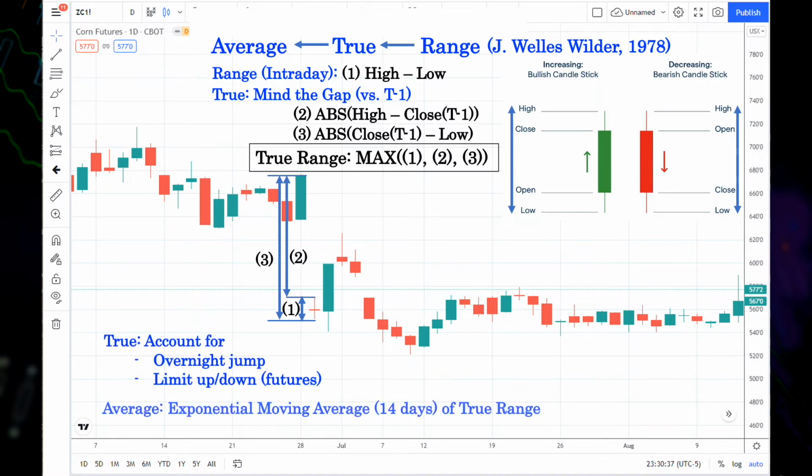Now, the average. The average is just the exponential moving average of the true range, commonly with a 14-day span. Some people may use simple moving average too. There's no strict rule about this, though Wilder's version uses exponential moving average, which can be defined in this recursive formula.